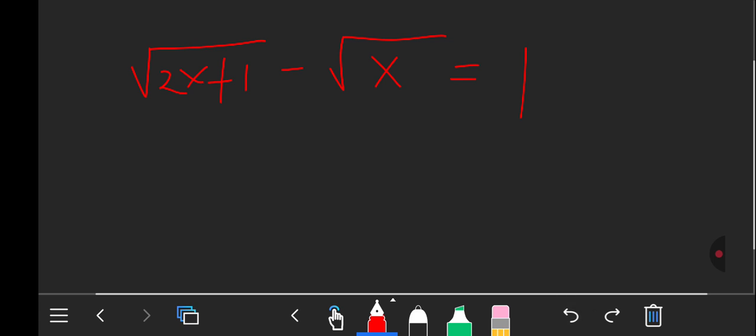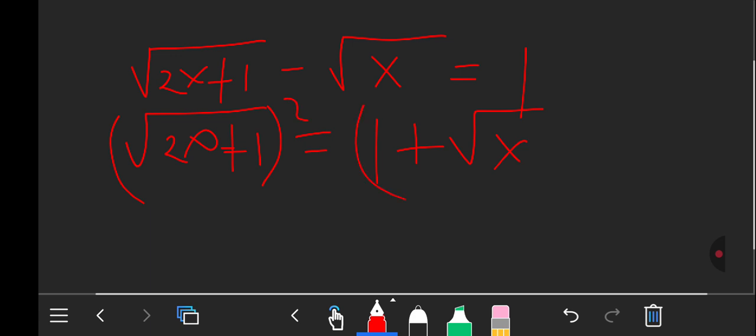So we're going to say the square root of 2x plus 1, we take the minus square root of x to the other side, so it will be equal to 1 plus the square root of x. At this point now you can square. When you square, the square root will cancel with the square there. So here we're going to remain with x plus 1 is equal to, the fastest way to do it is just say 1 square.